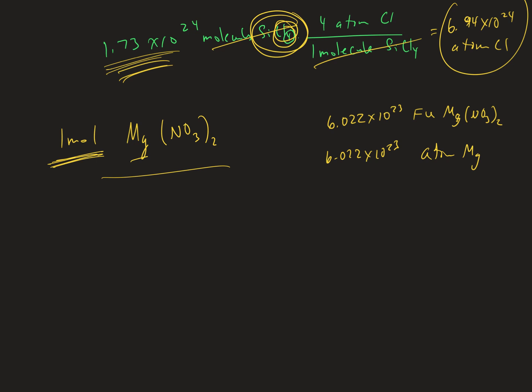How many molecules of nitrate do I have in 1 mole of magnesium nitrate? 2 times this, right? So 12.044 times 10 to the 23. I know that's not in scientific notation, but okay. You with me?